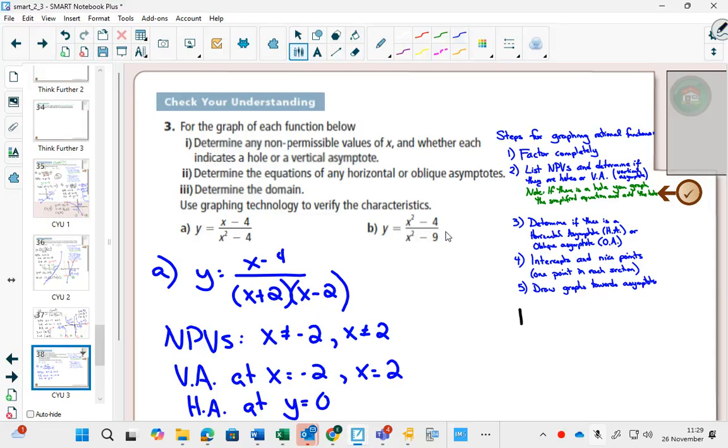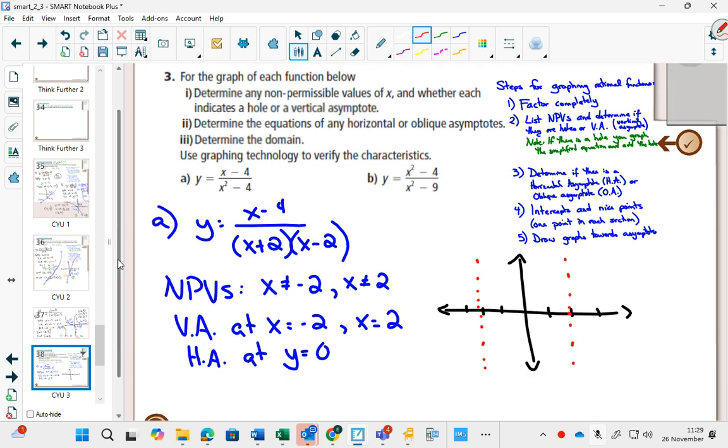So if I start my graph, I can put my asymptotes on at x equals negative 2, x equals positive 2, and y equals 0. Again, when we label asymptotes, we don't put the line through the equal sign, because they're actual equations when we write them down.